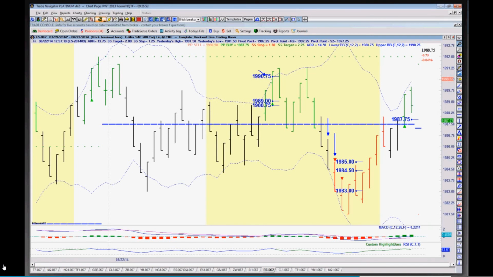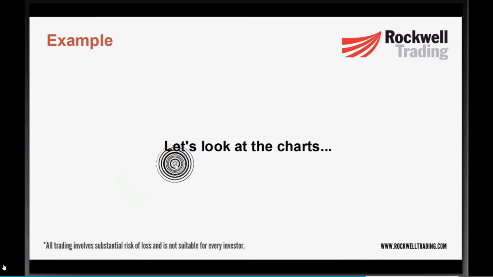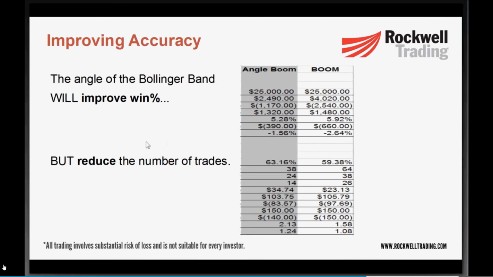So let's go back. I'm going to show another slide or two, and if we're close to getting filled, we'll keep an eye on this. If it looks like this could be a long one, we'll hold off. So, an example of the angle of the Bollinger Band.